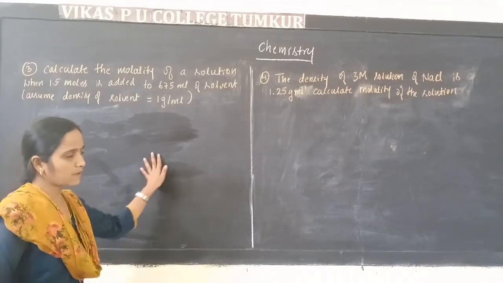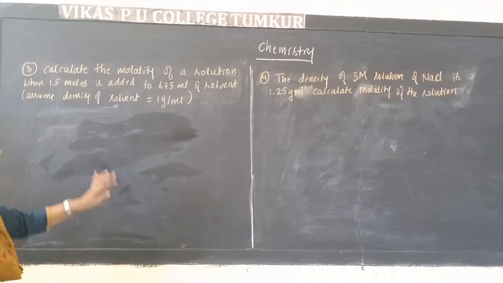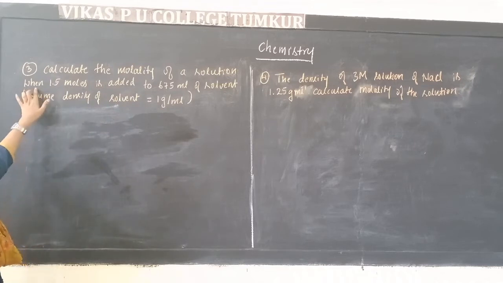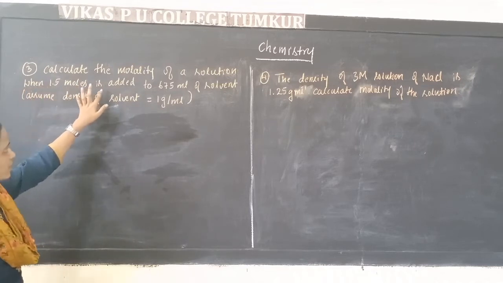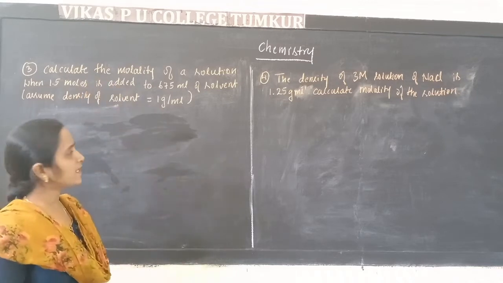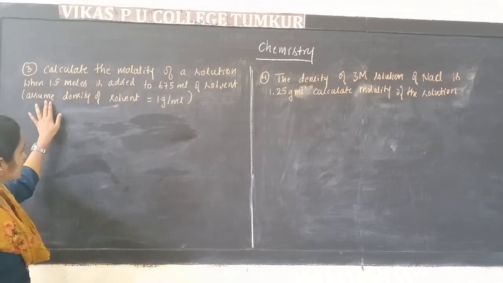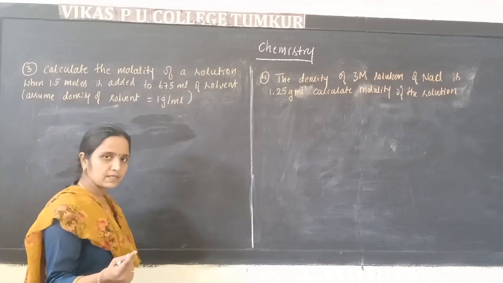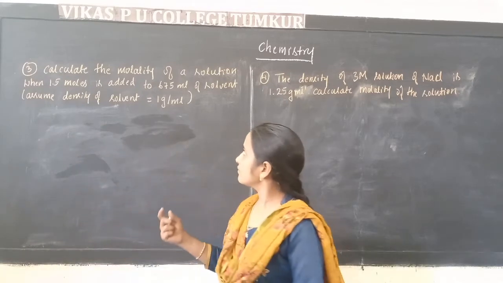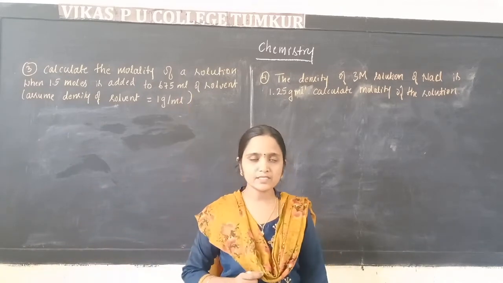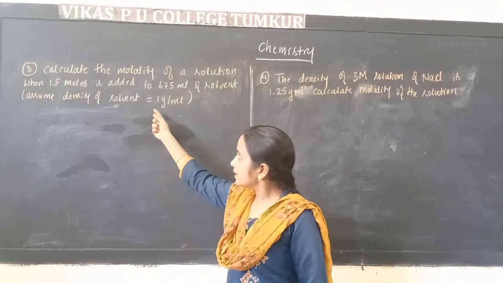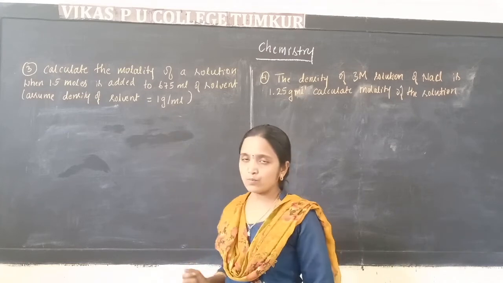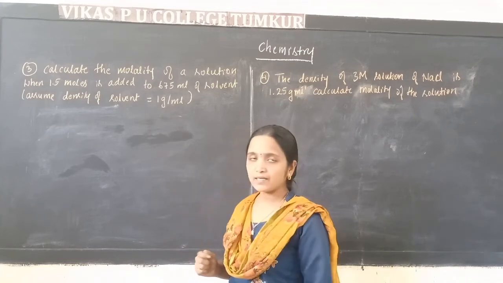Two problems are written on the board. Calculate the molality of a solution when 1.5 moles of solute is added to 675 ml of solvent. Assume the density of the solvent is 1 gram per ml. What are they given? The volume of the solvent, 675 ml. Then the density, 1 gram per ml. Then the number of moles. Then we should calculate the molality.